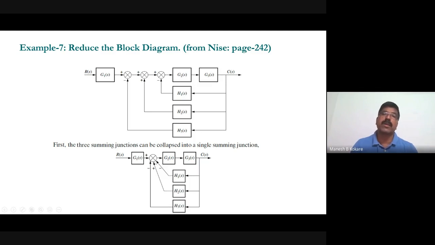So what will this be? Only one block, then minus H1 plus H2 minus H3. So H2 minus H1 minus H3 will be the single block transfer function here, and that will be in loop with this G2 and G3. So that will reduce computations very efficiently.